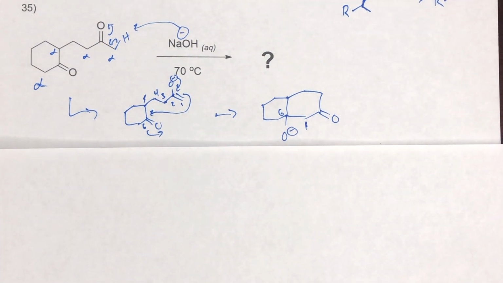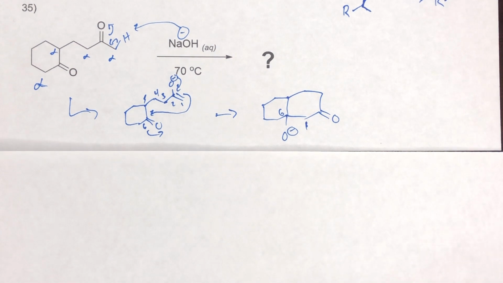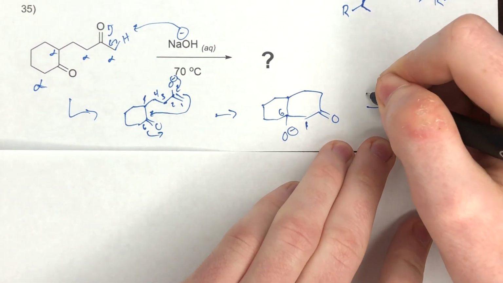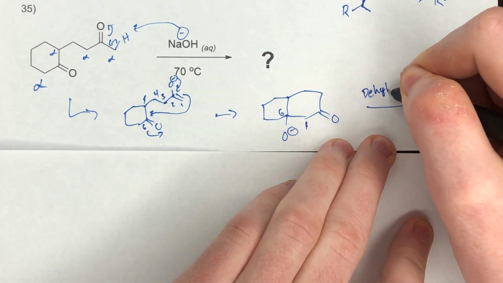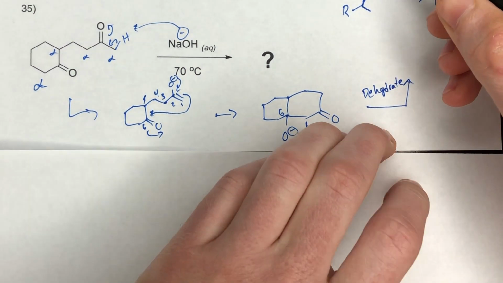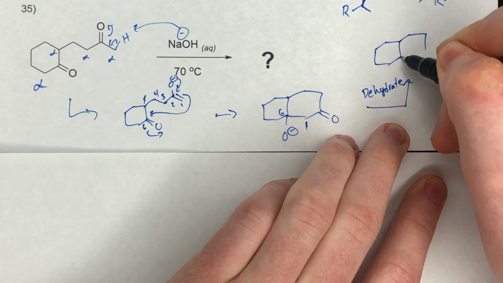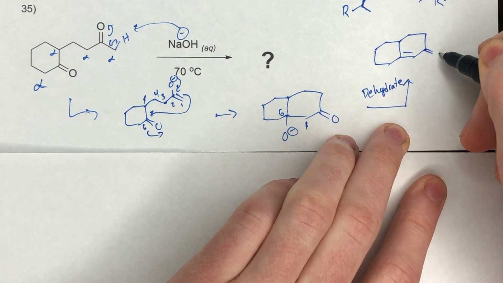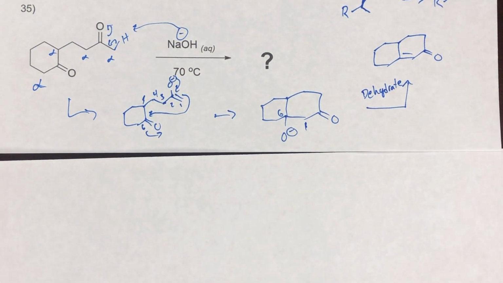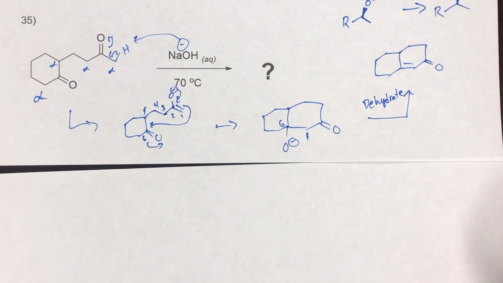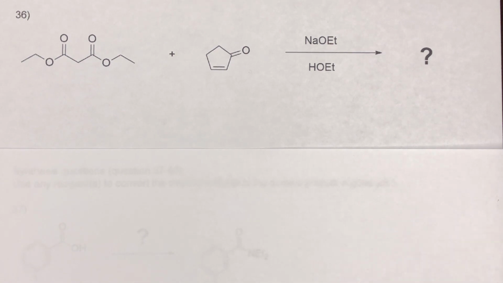So now we have protonation that will occur, and then we're at high temperatures, so this will dehydrate to the alpha beta unsaturated ketone. So again, I'll just say dehydrate because we've shown this mechanism a few times. So this will give this product. Again, we want the alpha beta unsaturated, the conjugated ketone. That is the most preferred, most stable. All right, move on to our next question.